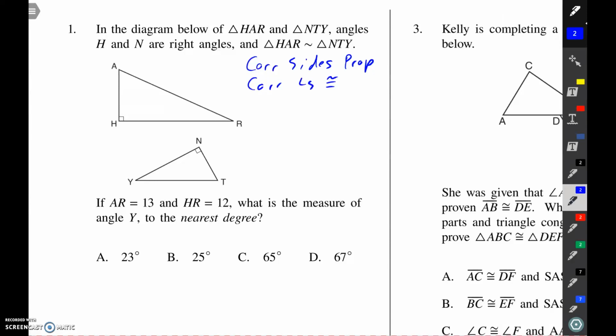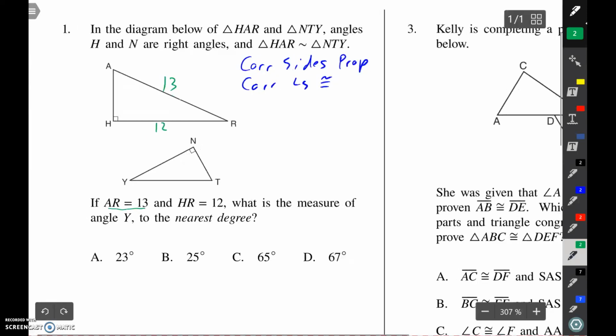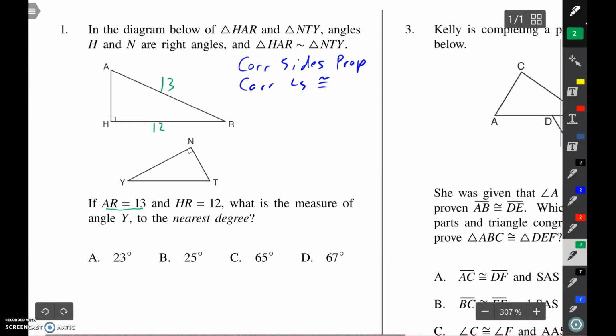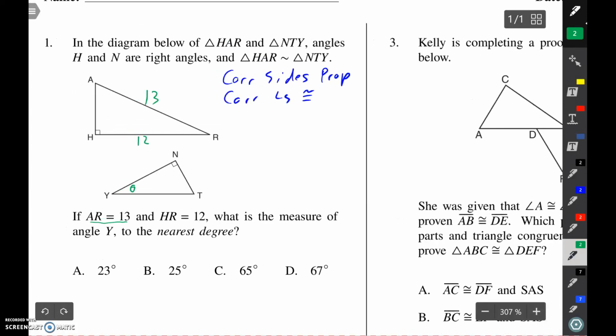So if they say that AR equals 13, so where's AR? Here's AR, the hypotenuse, and HR equals 12, what is the measure of angle Y? All right, so this is the angle. I'm going to put a little theta symbol in there.